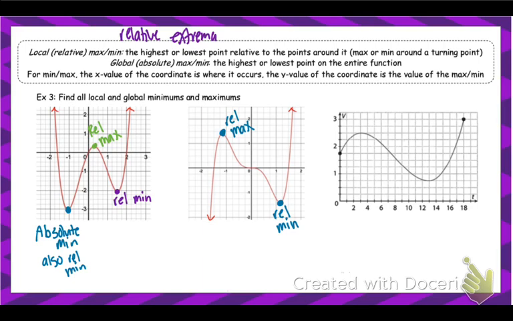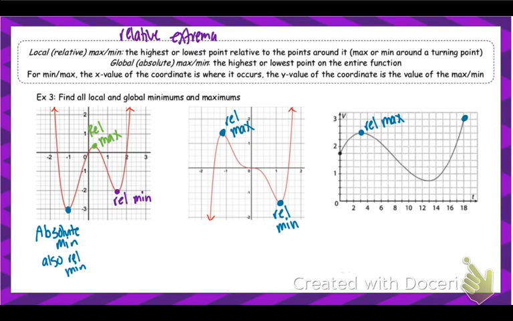All right, so now let's look at our last one. All right, so our last one here, we have a couple different features we can find. So let's start with this point here. That point there is a relative maximum. It is not the highest point on the graph. Okay, it's the highest point relative to those points around it.